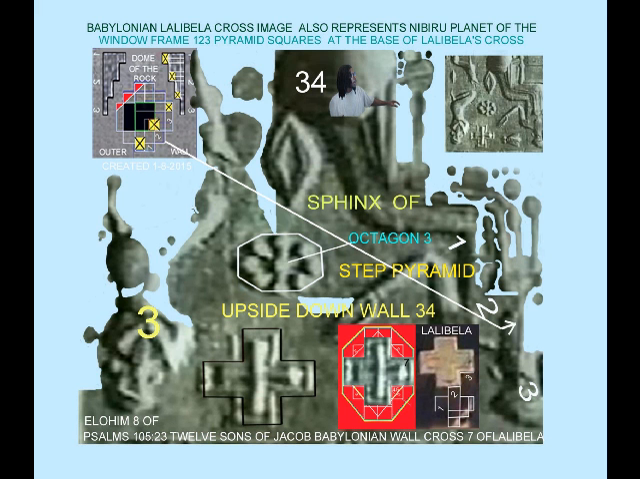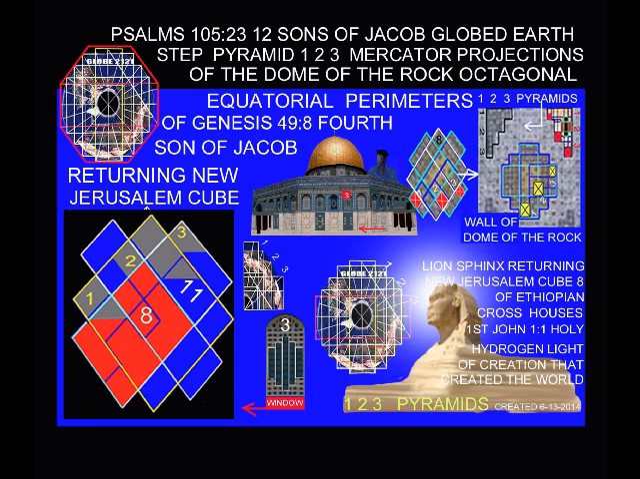In this particular video, we will be looking at Psalms 105, verse 23: the 12 sons of Jacob crossing the Euphrates River, leaving Iraq's Babylonian step pyramid civilization of Ham as they entered into North Africa, bringing with them the first step pyramid of Babylon to North Africa, which appears as the first step pyramids of Saqqara.